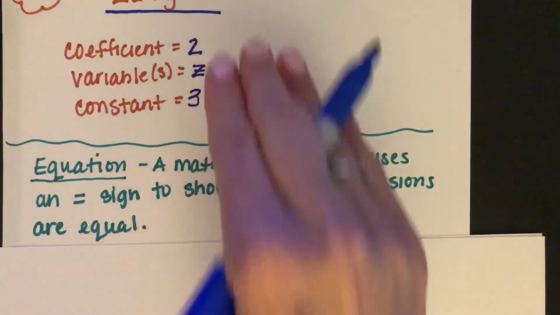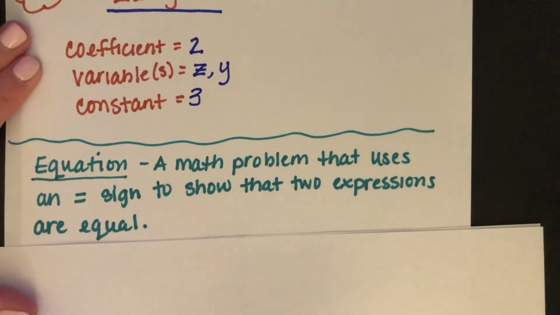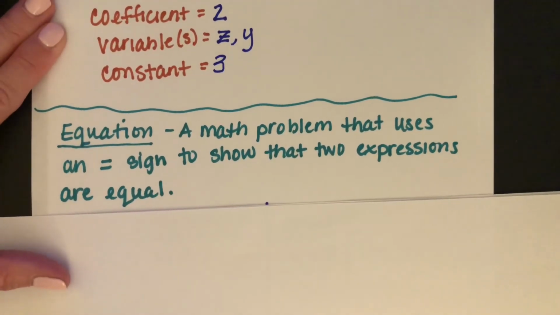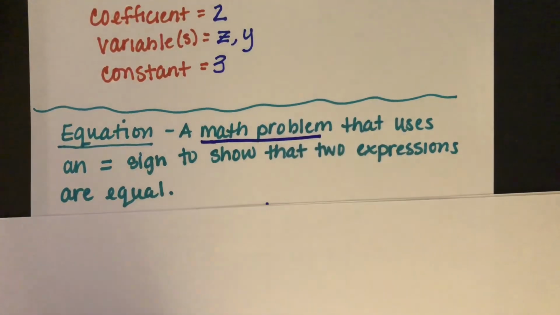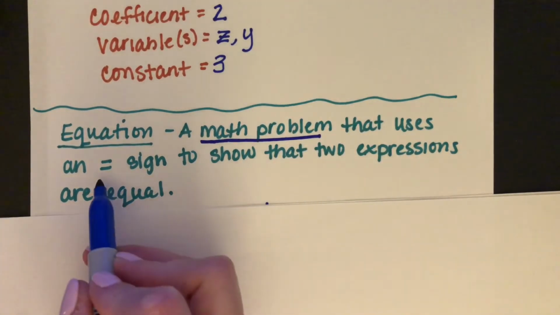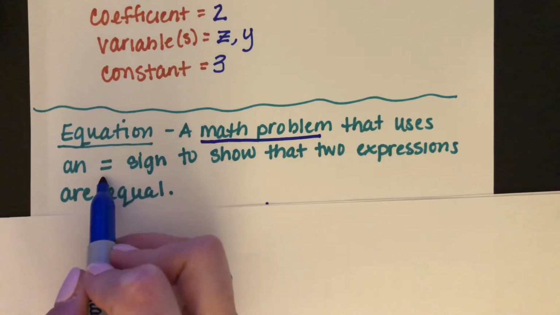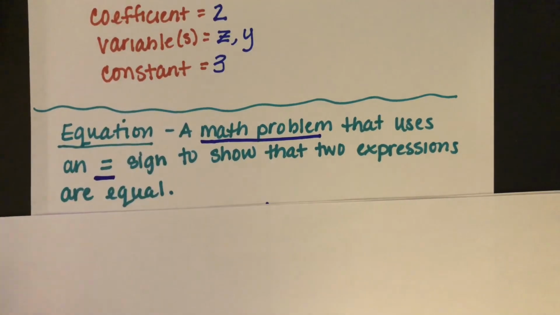So let's talk about what an equation is, because we're going to start with equations soon. An equation is a math problem, again, like the expression, but this time it uses an equal sign to show that two expressions are equal. So it's a math problem that uses an equal sign to show that two expressions are equal.